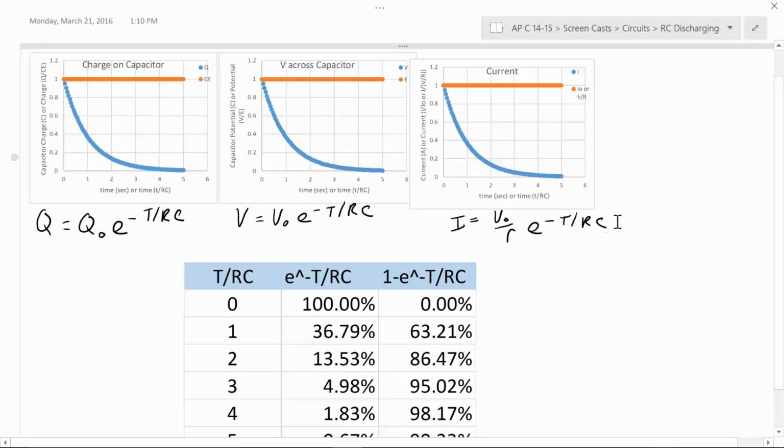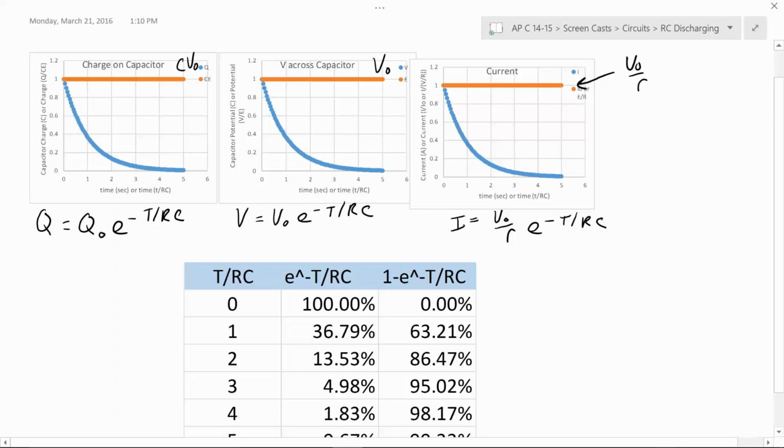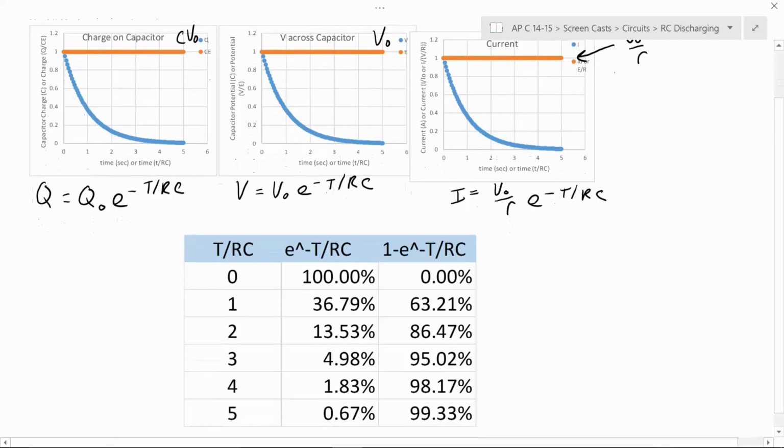So here are the formulas we just got. They each decrease exponentially. In the case of the current, it starts off at a value of V naught over R. And the voltage across the capacitor is just V naught, and the charge is simply C V naught initially, and they decrease. What I want to draw your attention to is the concept of tau.